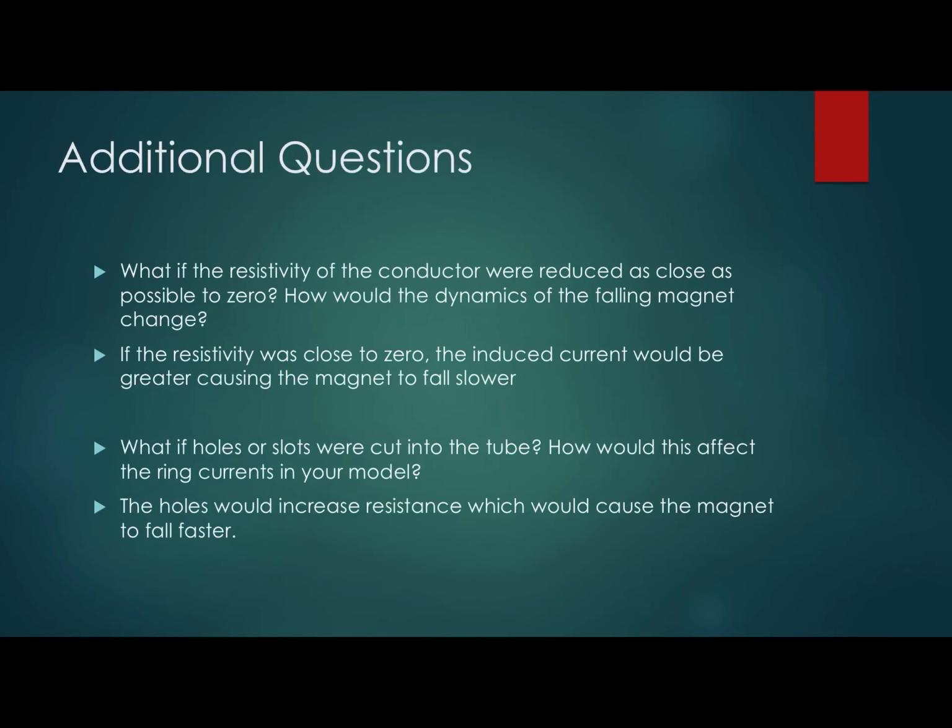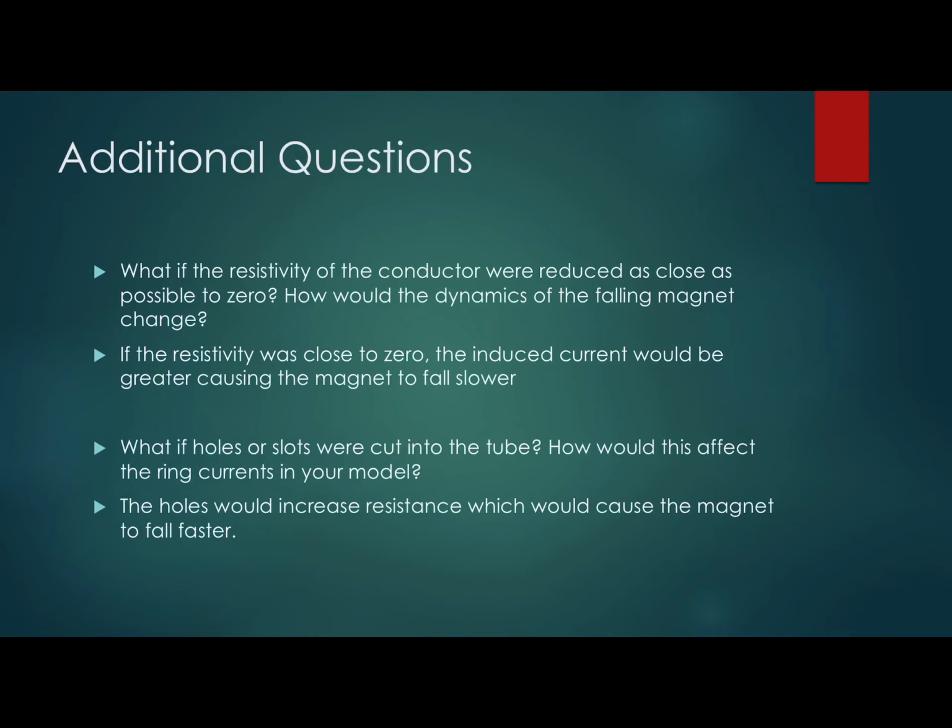Additional questions: what if the resistivity of the conductor were reduced to as close as possible to 0? How would the dynamics of the falling magnet change? If the resistivity was close to 0, the induced current would be greater, causing the magnet to fall more slowly.